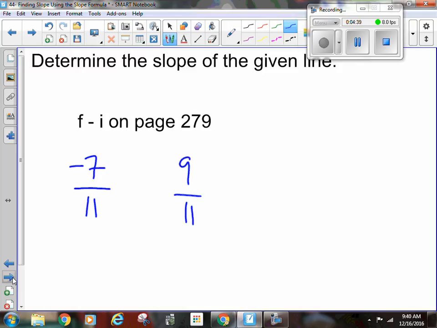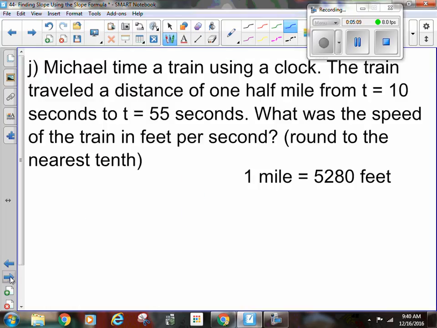Okay, in H, we see that it's a horizontal line, and so it's just straight across. We don't have any rise. My rise is 0, so my top number is 0, and that means this slope is 0. Anytime you have a horizontal line, your slope is automatically 0. If you look at I, it's a vertical line, so you have no change in your x's, and your denominator is 0, and we can't divide by 0, so that makes this an undefined slope. So horizontal lines in H are a 0 slope, and vertical lines in I are an undefined slope.